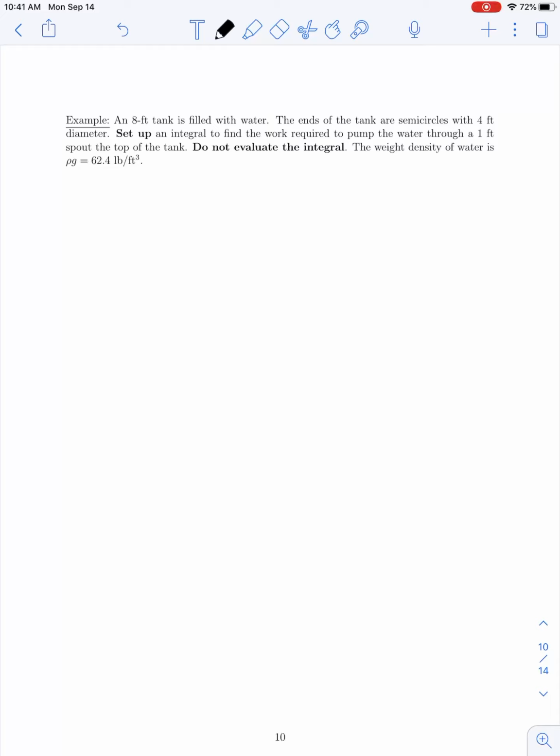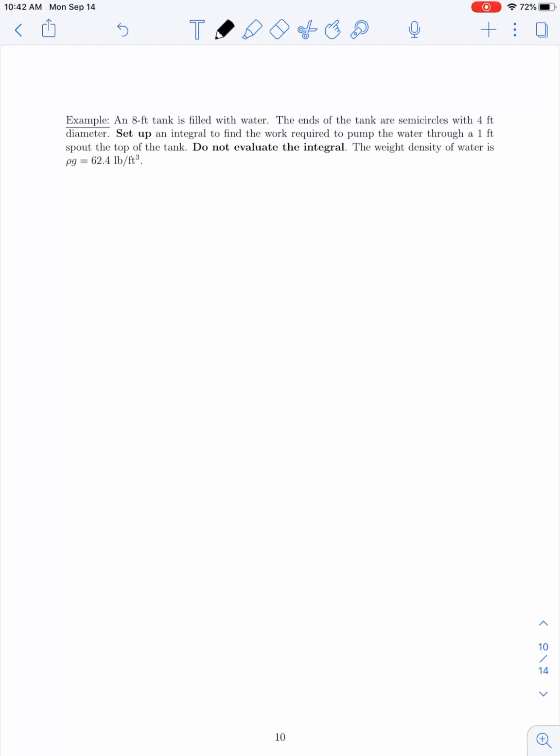So let's look at some other examples. In this next one, we're told that we have an 8-foot tank which is filled with water, and the ends of this tank are shaped like semicircles with a 4-foot diameter. And we are asked here to set up an integral to find the work required to pump this water through a 1-foot spout on top of the tank, but do not evaluate that integral.